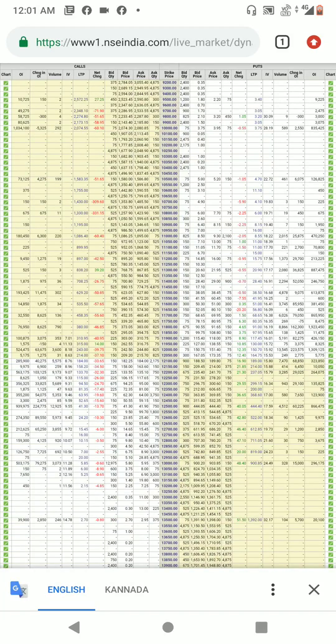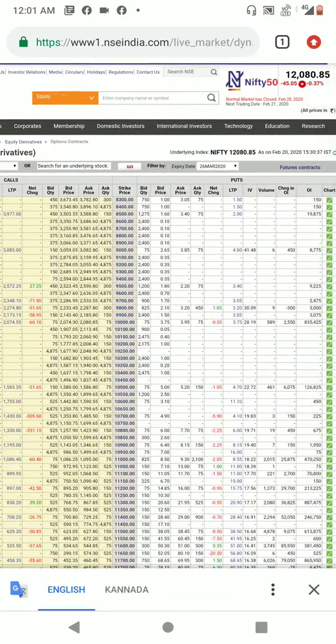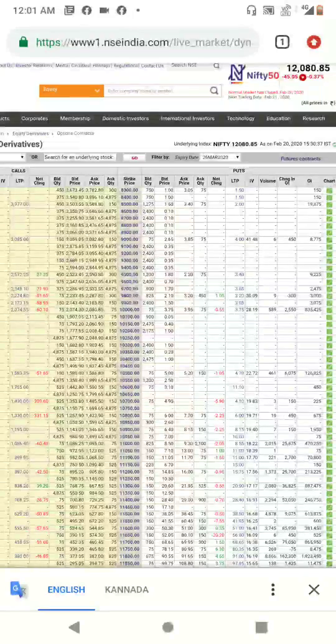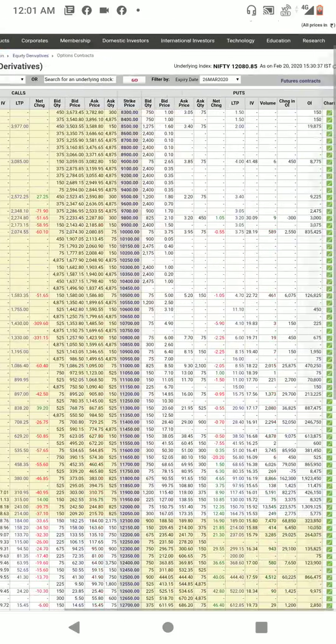Today we'll see a live example from the Indian stock market's perspective, which is nothing but the Nifty as an index. The Nifty is an Indian benchmark. So we are going to price an option for a particular option. I think we can price a call option.